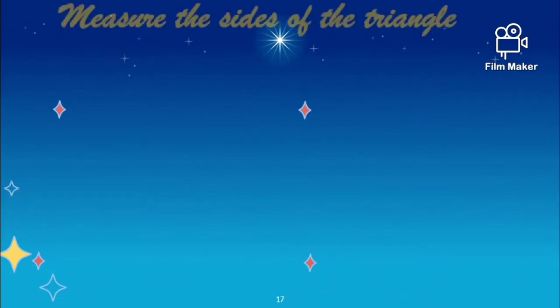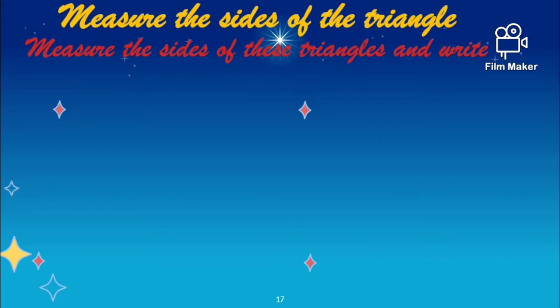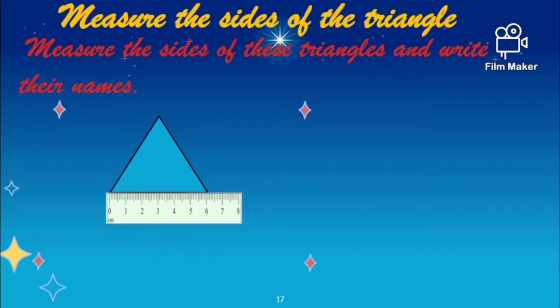Now the second topic of our today's lecture is to measure the sides of the triangle. To measure the sides of a triangle and write their names. First we will measure all the sides of this triangle, then we will write the name or the type of the triangle according to the sides. Now first we will measure the sides of a triangle with the help of a ruler.